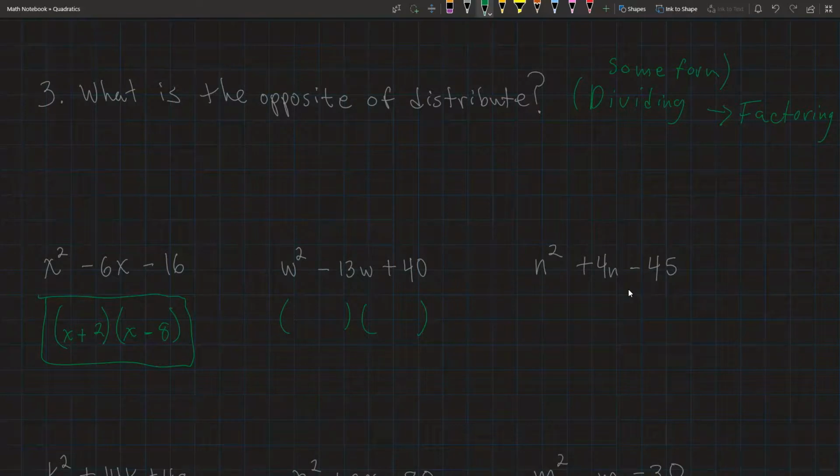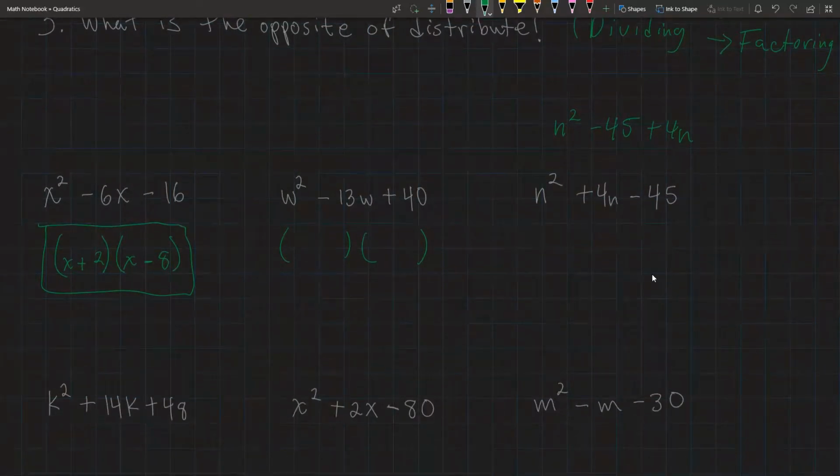Okay, so be careful. Suppose that someone's trying to trick you and write it like this: n squared minus 45 plus 4n. Hopefully you see that you should still be thinking sum here. This is the sum and this is the product, because someone can try and trick you like this. All right, so just be careful with that. All right, let's move on.